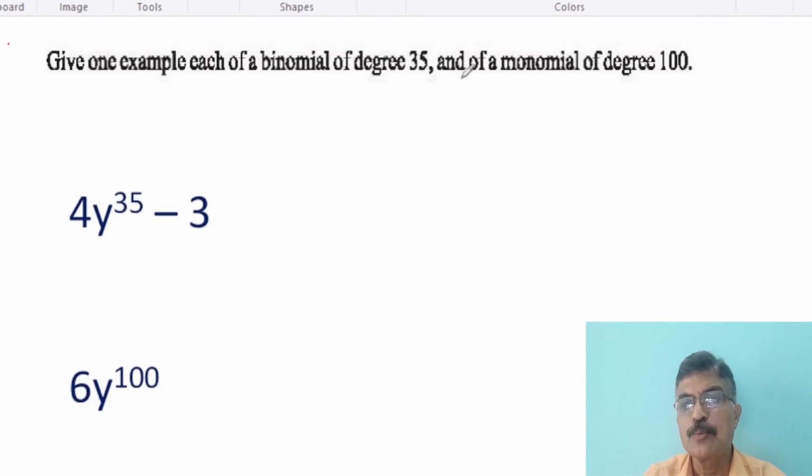Then the second one, a monomial of degree 100. Monomial means a polynomial with only 1 term, but its degree should be 100. Here I write 6y raised to 100. You can avoid this 6 also. You can write it as y raised to 100, or x raised to 100, or a raised to 100, whatever it may be. No problem, if the degree is 100 and there is only 1 term.